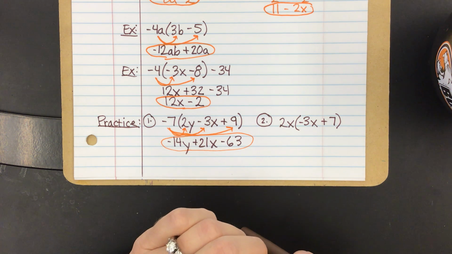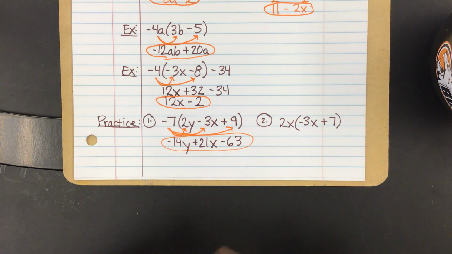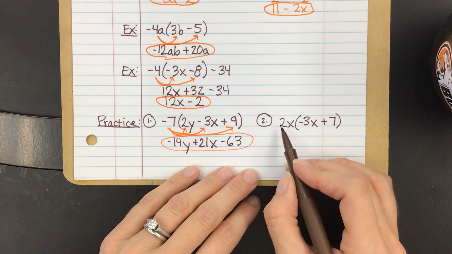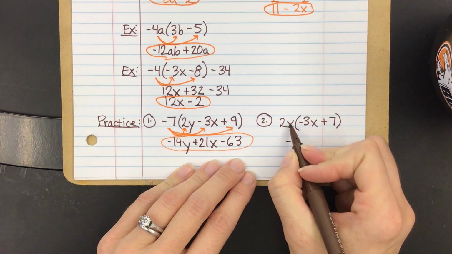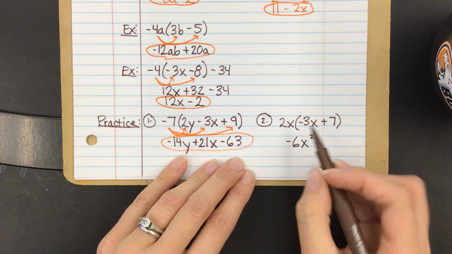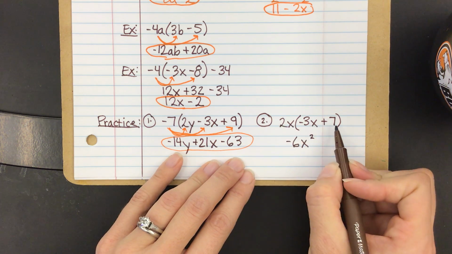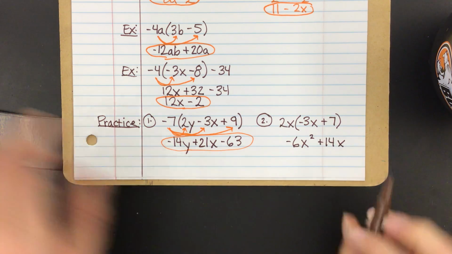Anyone else? I just got the same. You got the same thing. Okay, I would agree. So 2 times -3 is -6. And then x times x is going to be x squared. And then 2x times 7 is going to be 14x.